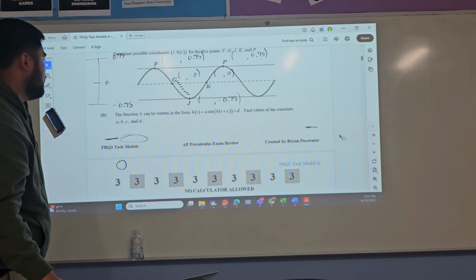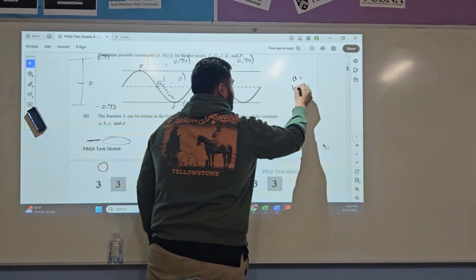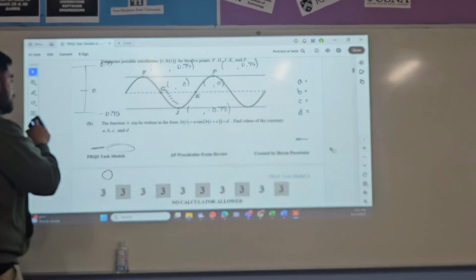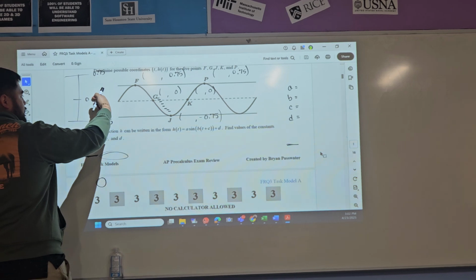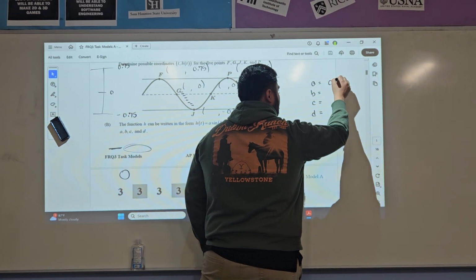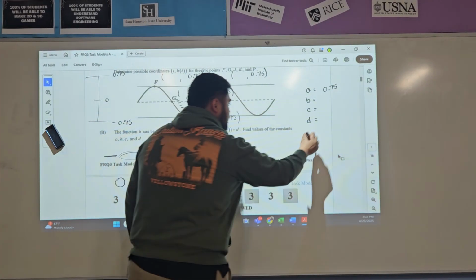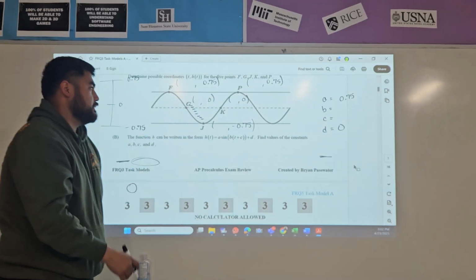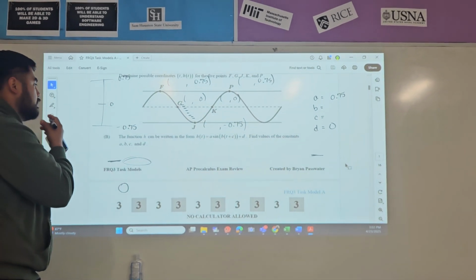So now let's figure out A, B, C, and D. All right. Here, my amplitude, if I start at the midline, my amplitude is going to be 0.75 going up, 0.75 going down. So amplitude is just 0.75. The midline is 0. So in this case, the midline is 0, right? So A and D, you get a point for getting those two together. What about B? What about C?